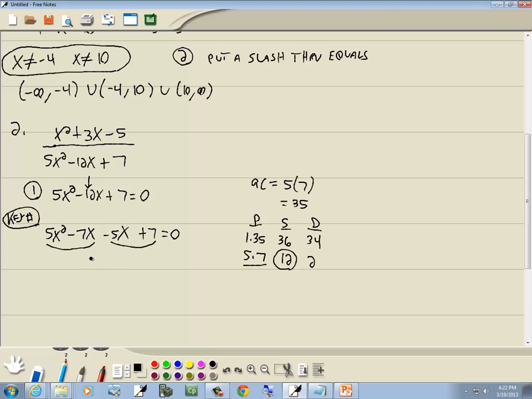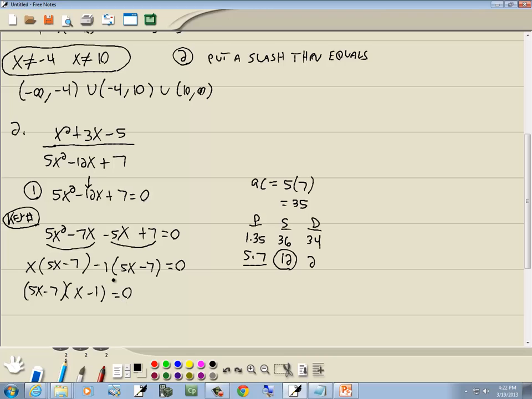Then we'll factor by grouping. First group has an x in common, and that gives us 5x minus 7. Second group doesn't have anything in common, but you always want to factor something out, so I'll factor out a negative 1, and that gives us 5x minus 7. Now they both have a 5x minus 7, so I'll factor that out in front. And that leaves us x minus 1 equal to 0.